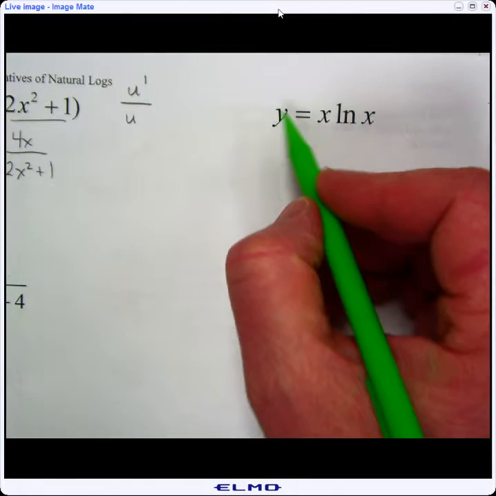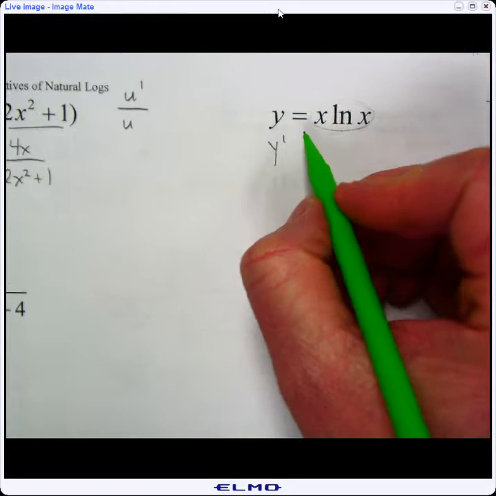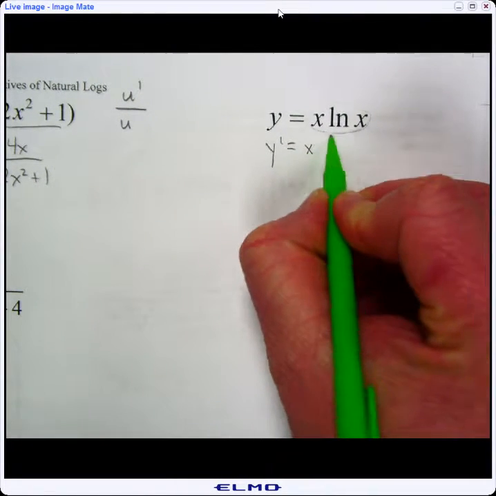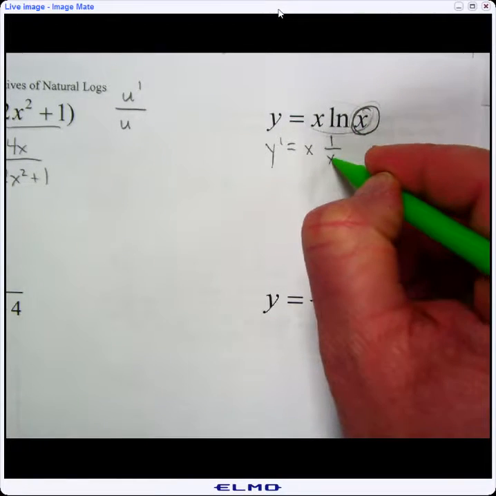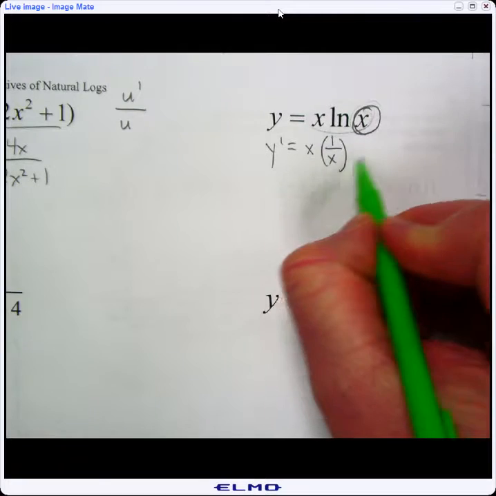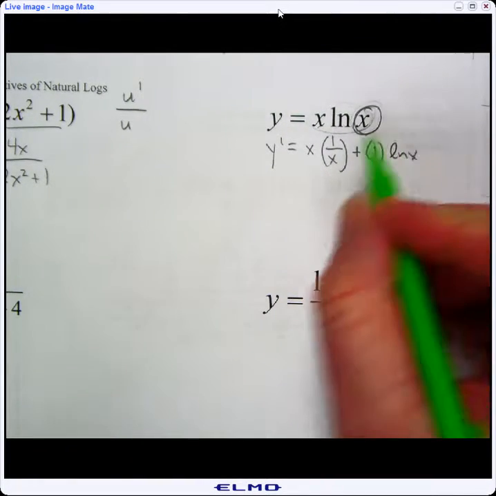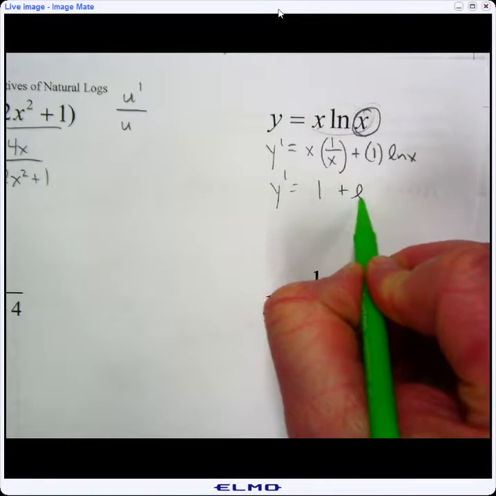So you follow your same rules here of any other derivatives. If I'm taking y prime, this is a product rule. So the first times the derivative of the second. So in this case, the derivative of x is 1 over x, plus the derivative of the first times the second. And so y prime would be 1 plus ln x.